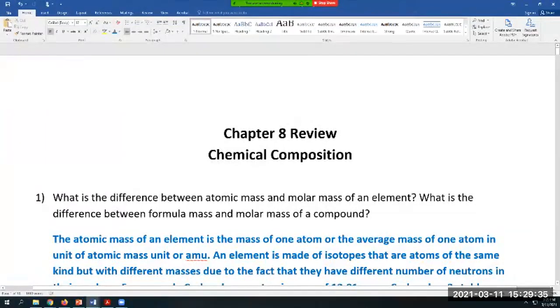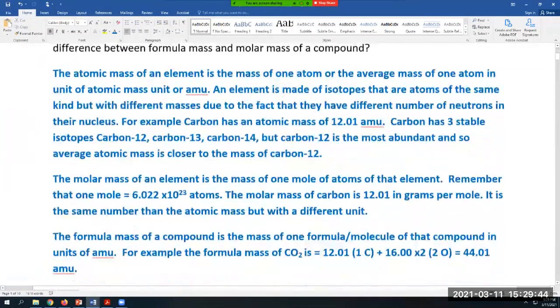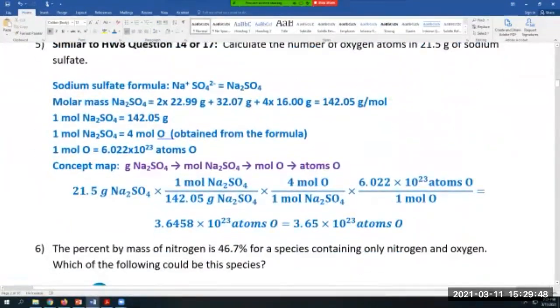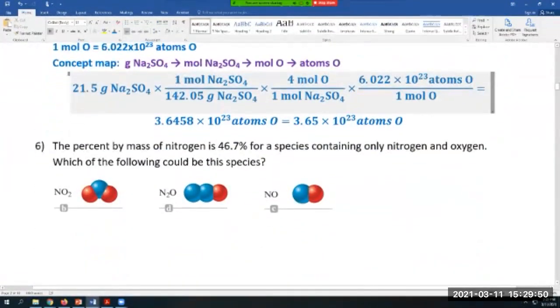So this is the second meeting on Chapter 8 review. Chapter 8 is on chemical composition. And we've done questions 1, 2, 3, 4, and 5. And we are going to start with question 6 today.